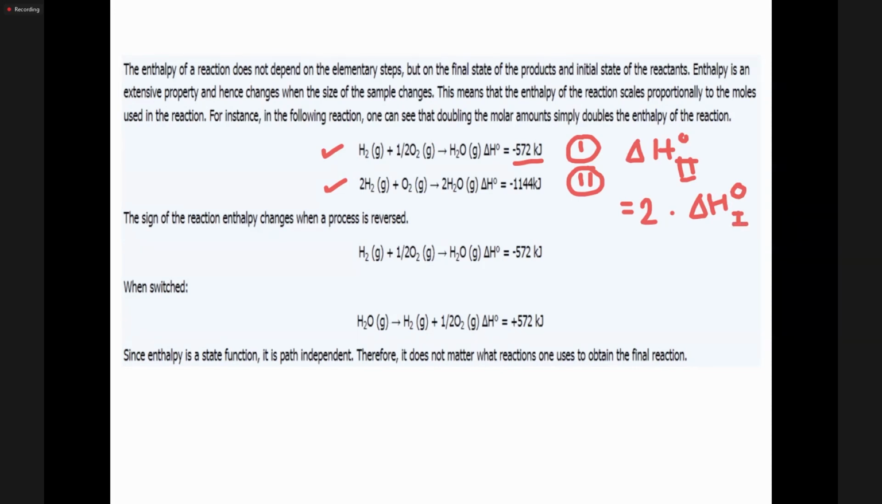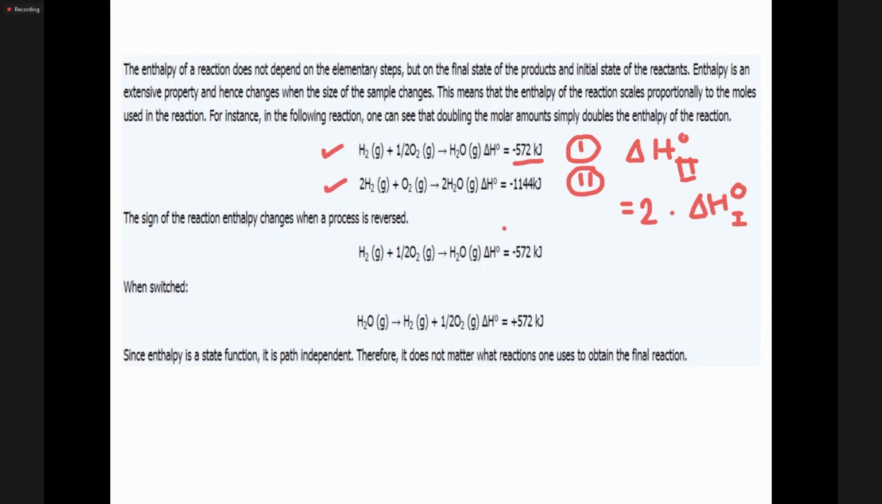So why is it so? Because enthalpy is a state function, though it is an extensive property. And an extensive property, as we know, changes when the size or the volume of the amount of sample changes. So when we had the first equation, we had 1 mole of hydrogen. But in the second case, we have 2 moles of hydrogen.